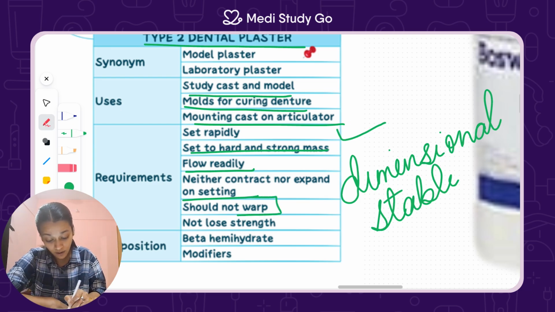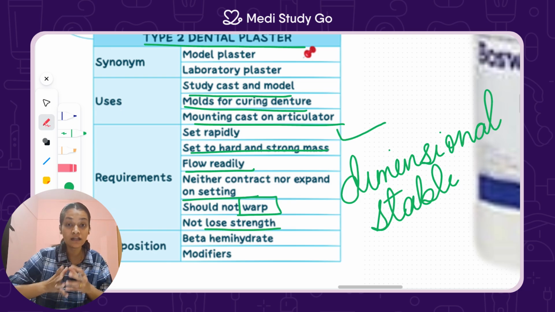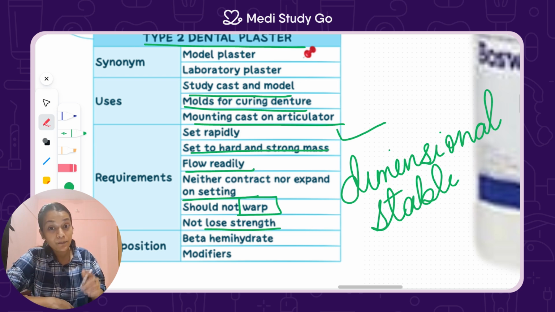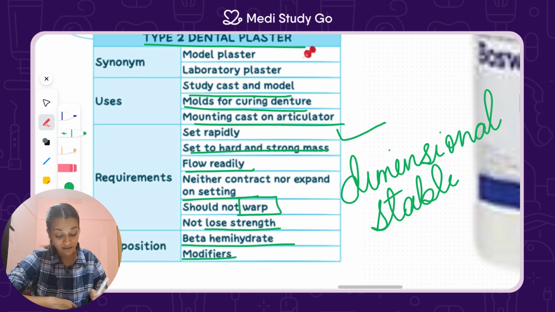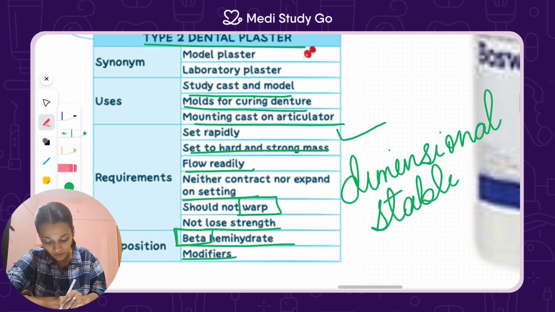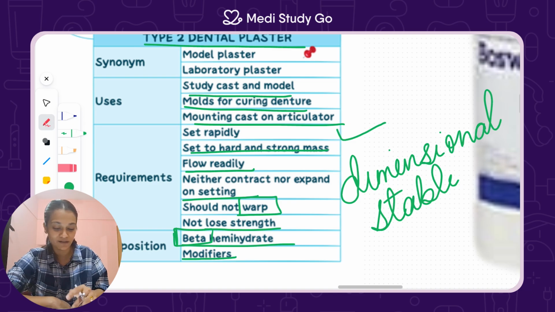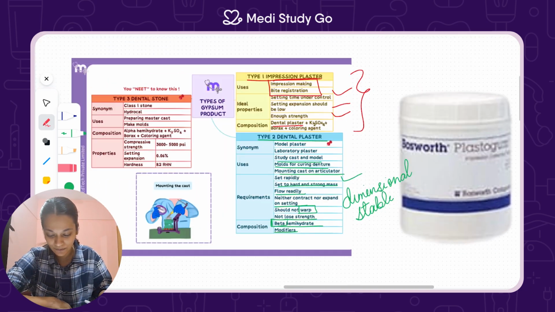It should not wear, and at the same time not lose strength. It shouldn't be that initially it was very hard, but as time went, it degraded and the material just ruptured. That would be a problem, right? The composition here is beta hemihydrate and modifiers. Now I see a term here, beta. Are you aware what is alpha and beta, or how beta converts into alpha? Keep watching the video. We'll be discussing it soon.